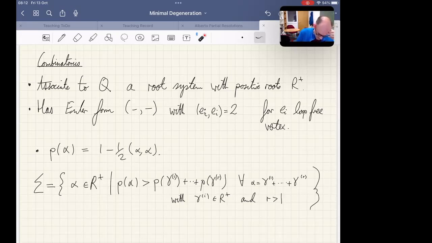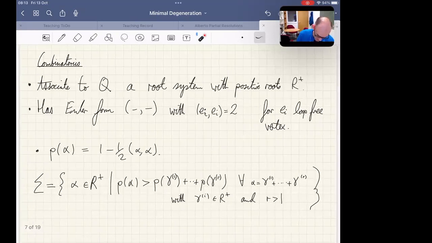And then Crawley-Boevey introduced a certain set sigma. This is picking out essentially roots where this p(alpha) is maximal. So what you do is you take your alpha and you look at every possible decomposition of alpha into a sum of positive roots, which is a proper sum. And then you ask that when you evaluate this quadratic form on alpha, it's strictly larger than the sum of the quadratic forms on the summands. Okay, and so this just gives you a way to pick out certain special roots. But this set really governs the combinatorics of the quiver variety.